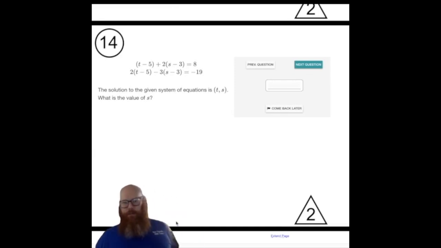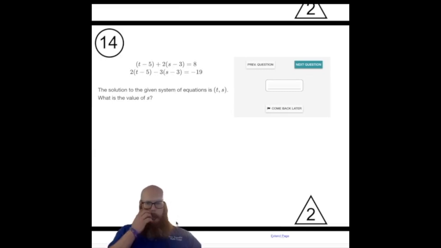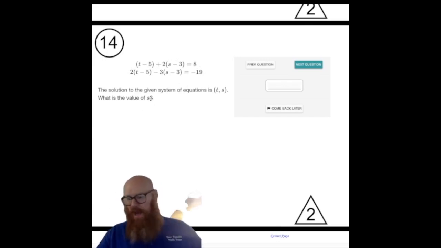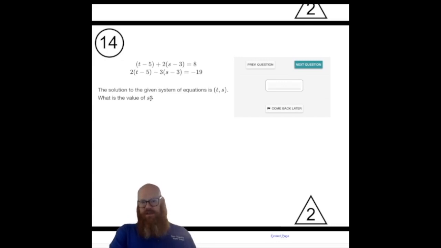All right. Number 14. Here's another one where they're really trying to get you to waste time. You could distribute and do a whole bunch of work and find T and S, but this is one that I am just going to use Desmos, and it wants S, which is Y.